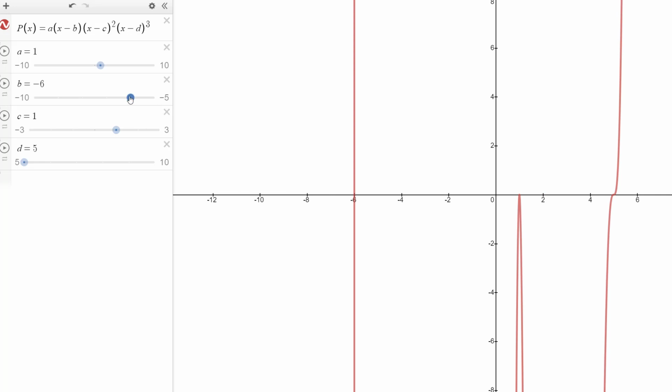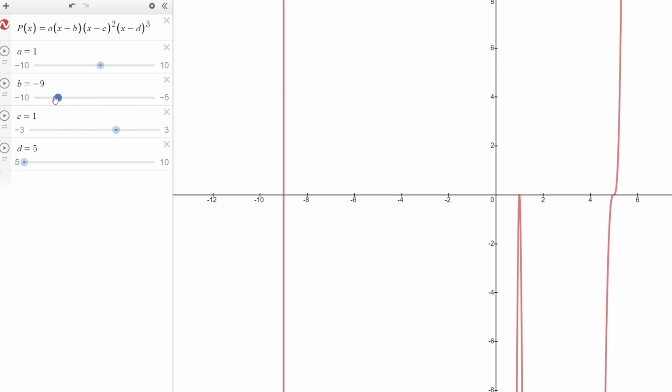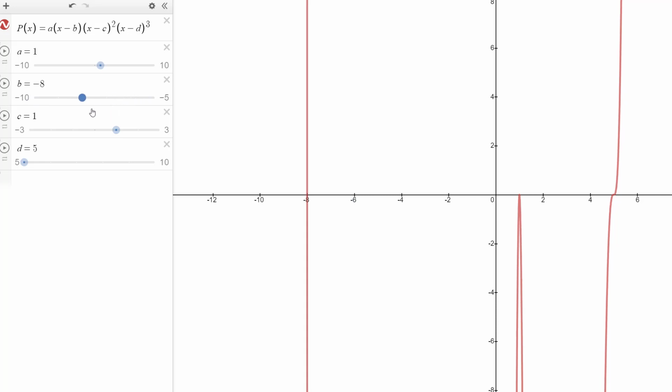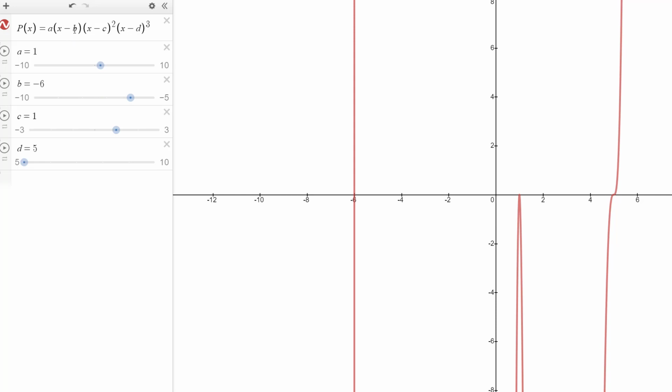And if I moved it to -7 or -8 or -9, -10, this justifies in a way, it's not a proof, but it gives you a visual justification that this B right here must be some type of x-intercept for our polynomial. Let's see if that holds for C and D.